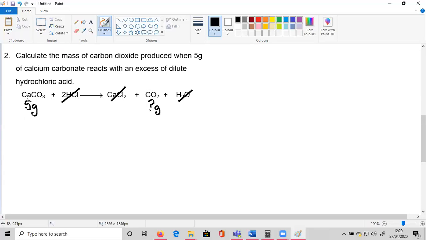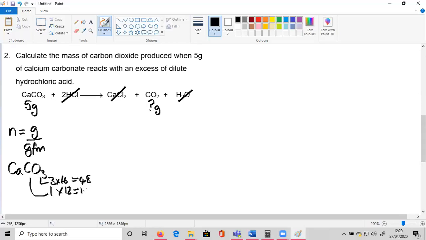Again, we want to find out how many moles is 5 grams. So number of moles is equal to mass over gram formula mass. Again, we can always work out the gram formula mass by working it out just like so. So that's going to be 3 times 16, which is equal to 48, 1 times 12, which is 12, and 1 times 40, which is 40. And if you add them all up together, you get 100.